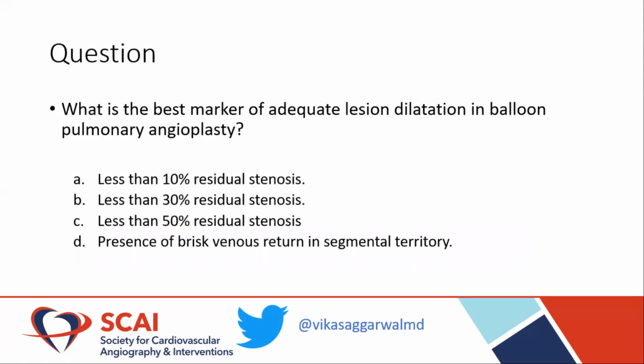So a question for everybody. What's the best marker of adequate lesion dilatation in balloon pulmonary angioplasty? Less than 10% residual stenosis, 30% residual stenosis, 50% residual stenosis, or the presence of brisk venous return in the segmental territory?